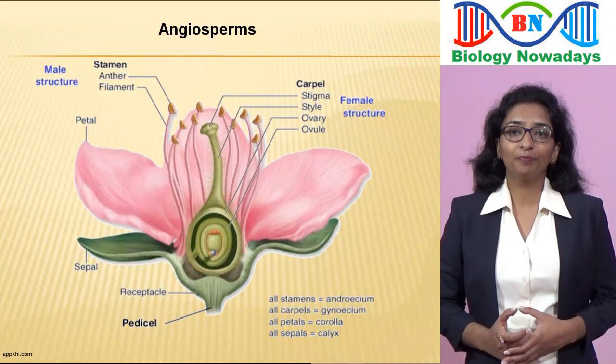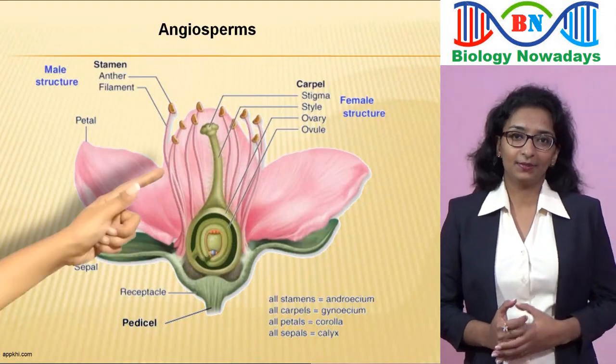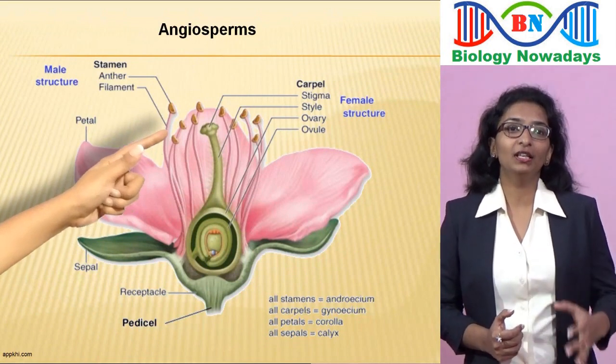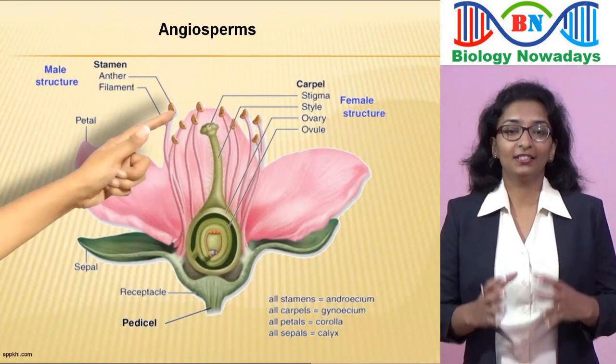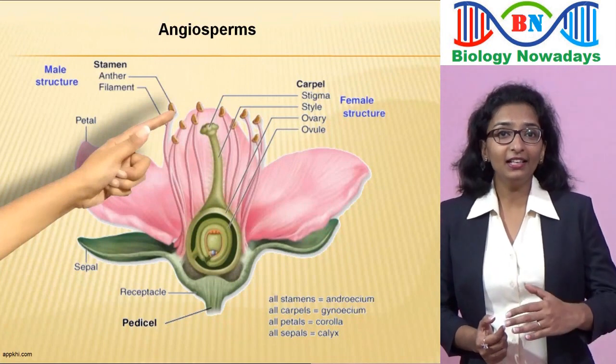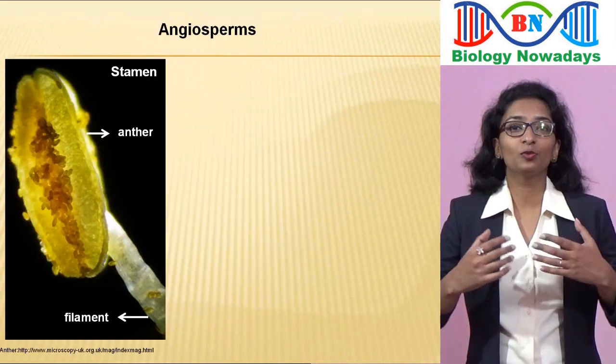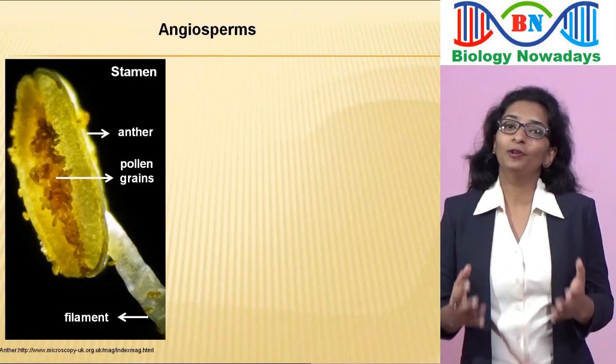The male reproductive parts of a flower are the stamens. Each stamen consists of a slender filament with an anther at the tip. Inside the anthers, haploid microspores are produced, which will develop into the male gametophytes called pollen grains.